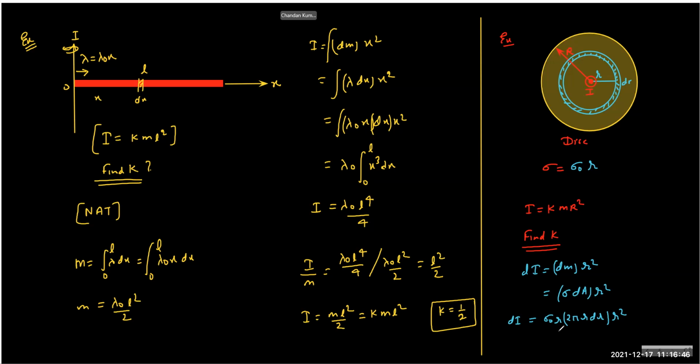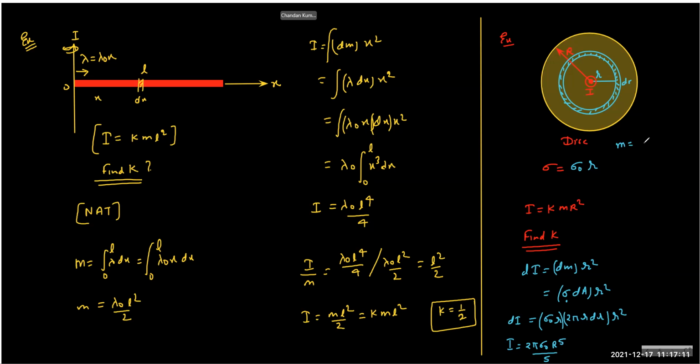So if you put sigma value here, you will get something like this. Now you can integrate, na? So what is I coming? 2 pi sigma naught R power 5 by 5. Correct?